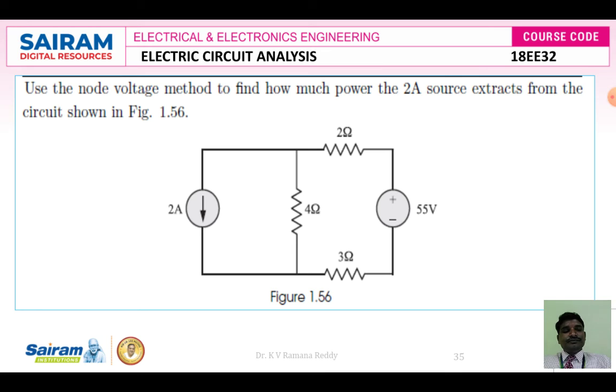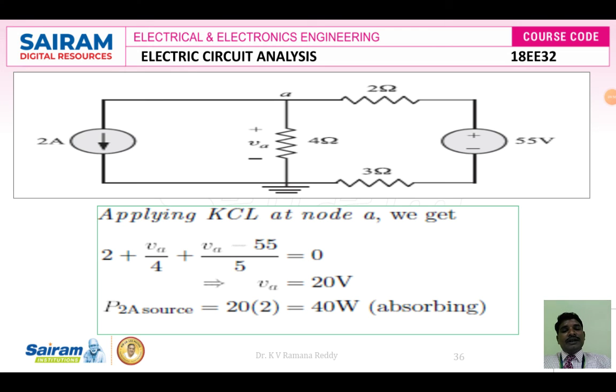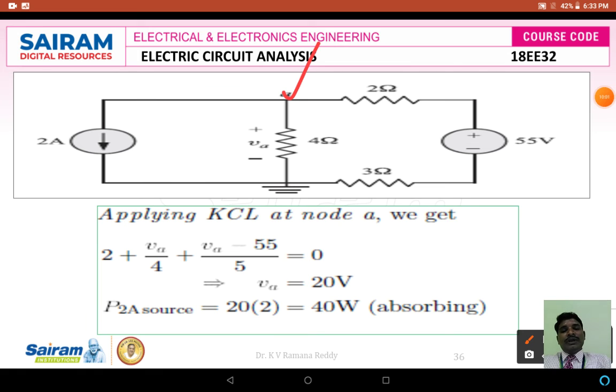Here there is a 2 amperes current source. How much power it is extracting, that we have to calculate. So to find the unknown power across the 2 amperes current source, let us analyze the unknown node voltages. The unknown node voltage is labeled as node A. Node A has a voltage of VA with respect to the ground. So with respect to the ground, I am going to write the analysis with the given circuit.